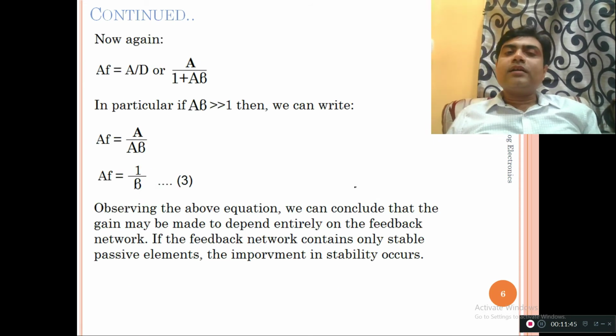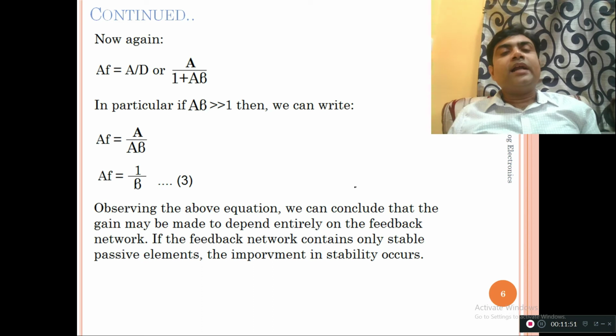Now if we again consider this particular equation, that is AF equals A upon 1 plus A beta, which is nothing but A upon D also, and if we are somehow able to design it so that A beta is much greater than 1, then we can ignore 1 in this equation. Then that certainly leads to A upon A beta. If I cancel out A, then it gives me 1 upon beta.